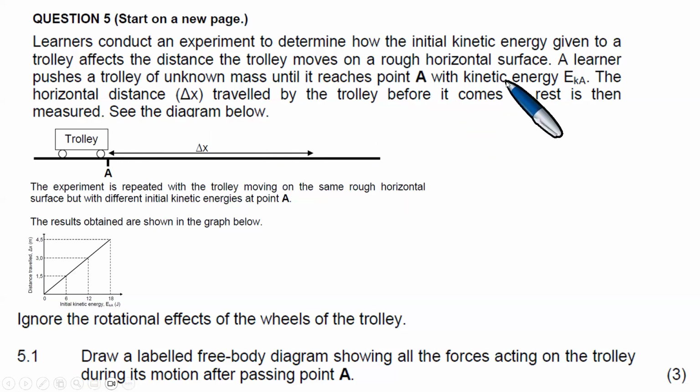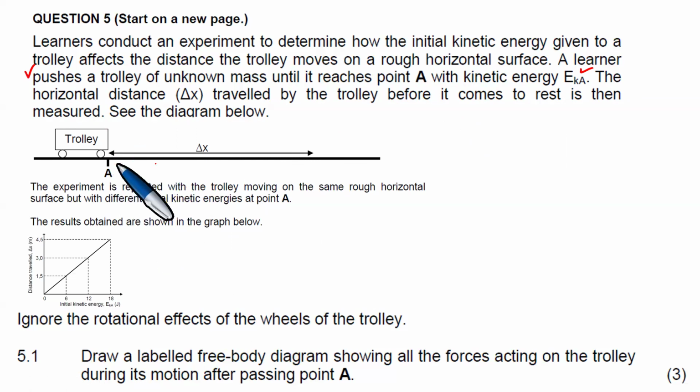So this learner pushes. Get the word pushes. They push this trolley with a kinetic energy, EKA, and the horizontal distance traveled by the trolley before it comes to rest is then measured. After pushing it, they decide to measure this distance. See the diagram below. Okay, here it is. They just measure this distance to see how far it traveled after being pushed.